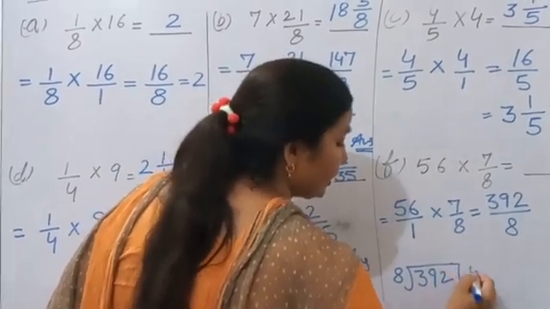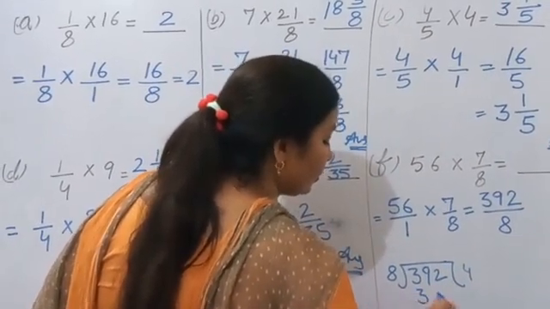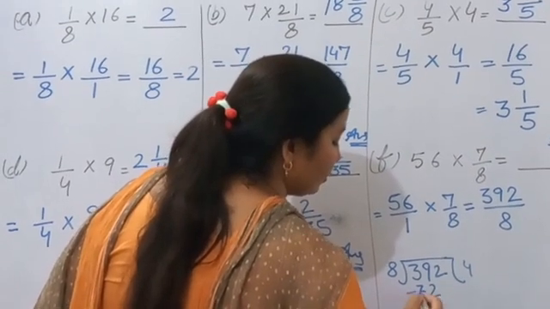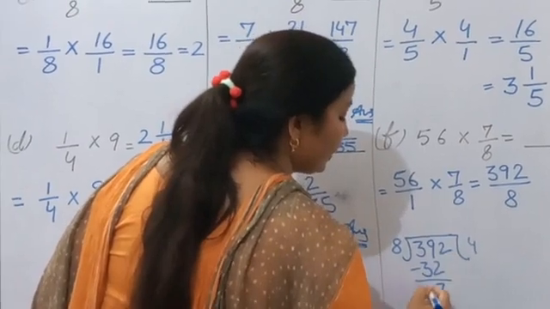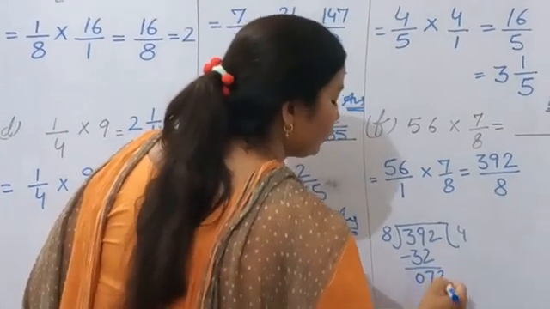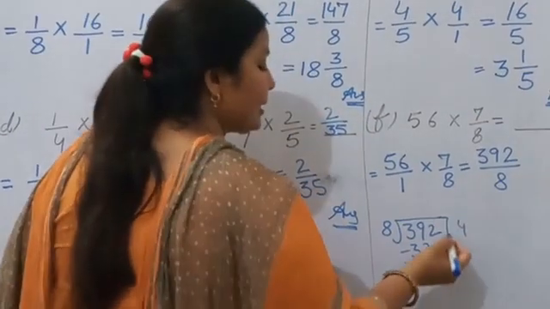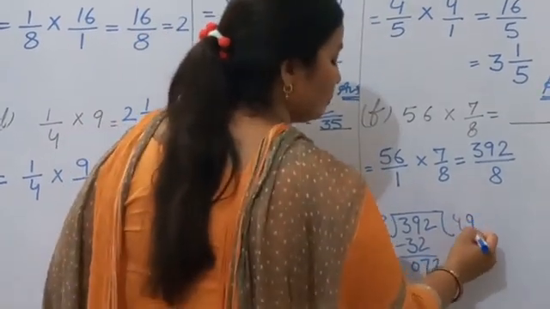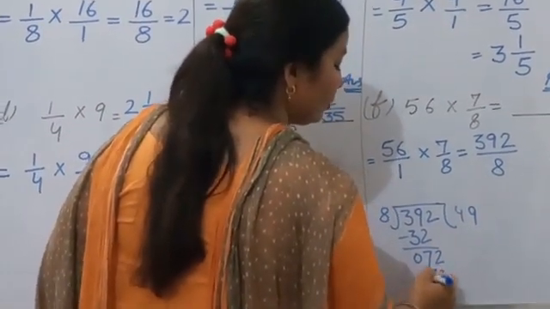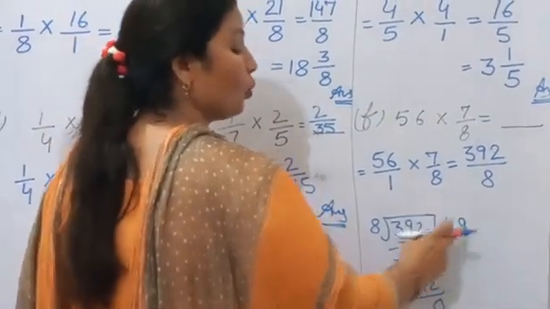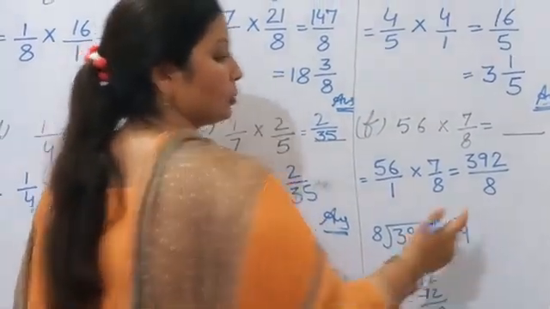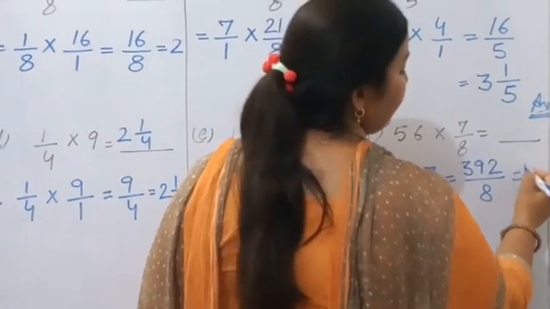8 fours are 32. Now 9 minus 2 is 7 and there is 0. Now we note down 2. Now 8 nines are 72. 72 minus 72 is 0. Now we get the remainder 0. That means 49 is whole. Remainder is 0, so our answer is 49.